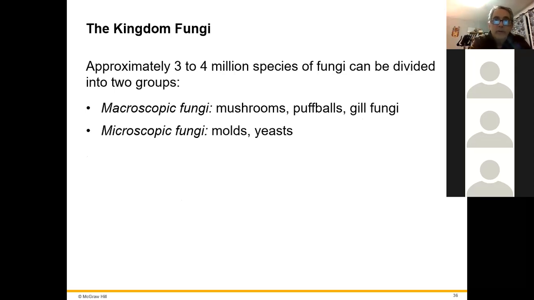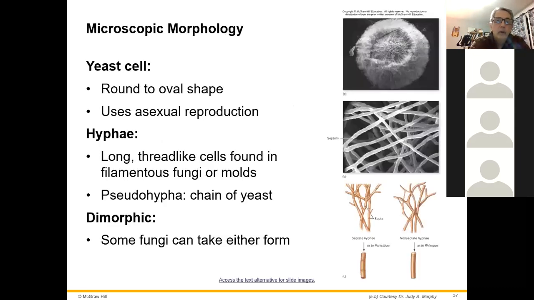So there are approximately 3 to 4 million species of fungi. There's the macroscopic fungi. We can see those, the mushrooms, puffballs, gill fungi. I believe that's the same thing as bracket fungi. You see them growing on trees. The microscopic fungi are the molds and yeast. So a yeast cell is round to oval. It uses asexual reproduction. It is a single cell fungi.